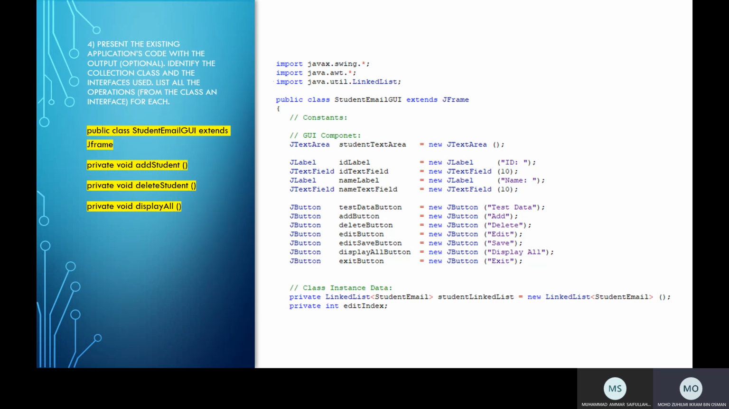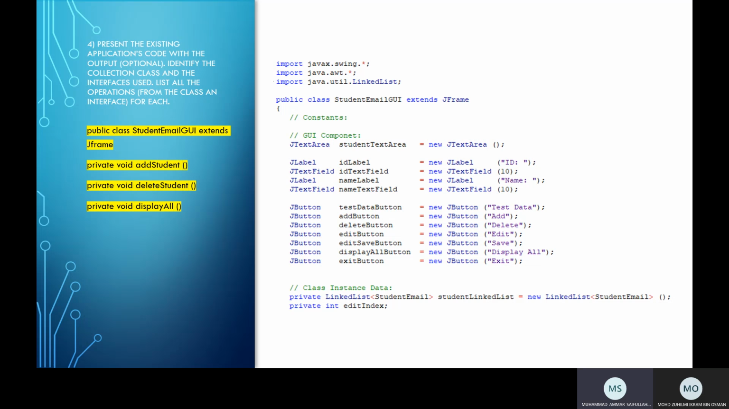Question number 4, Ammar Safirwal will present this. Assalamualaikum. About question number 4: present the existing application code with the output. Identify the collection class and the interface, and list the operations for each.